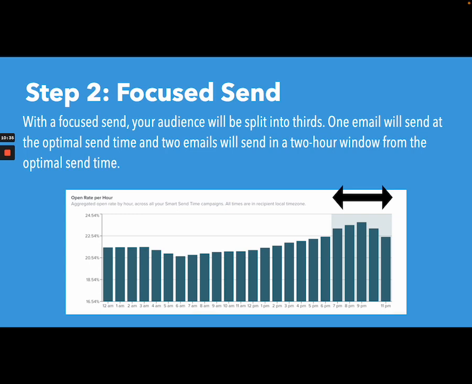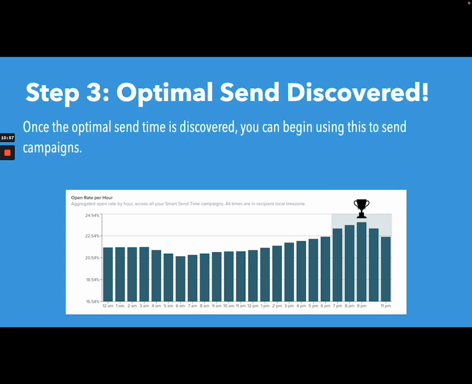And this is based on the fact that 9 was the winner during the exploratory send, but it's still not quite sure. So it's going to send some to a bit before, some to a bit after, and then it will send some again during the optimal hour, during what was discovered during step 1 at least. So yeah, that's kind of how that would work.